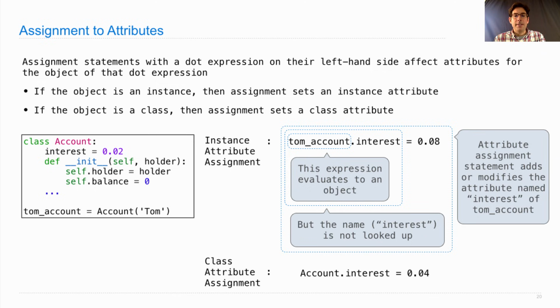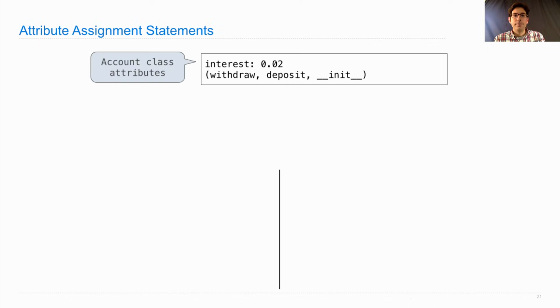Class attribute assignment arises when you have an attribute assignment statement, meaning there's some expression with a dot on the left, and the object of that dot expression is a class. So this will go and change the interest attribute of the account class, which in this case already existed, and so we go change it. Okay, so here's an extended example of how attribute assignment statements affect classes and objects.